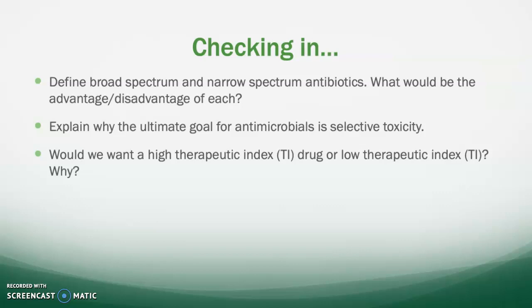So for a quick check, I want you to be able to define the difference between a broad spectrum and narrow spectrum antibiotic, and what would be the disadvantage and advantage of each. Why might we want to use one over the other? I also want you to explain why the ultimate goal for antimicrobials is selective toxicity. What does that mean? That's a really important part of this chapter. And lastly, we want to think about the therapeutic index of a drug. Do we want a high therapeutic index or a low therapeutic index, and what does that mean? Can you explain why that is?